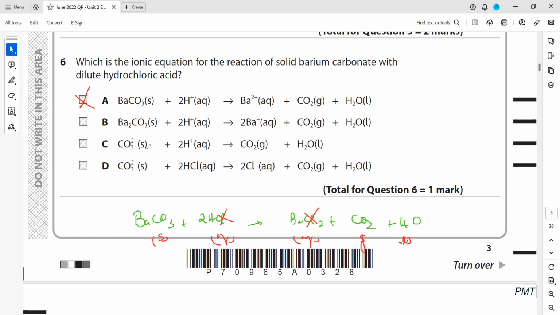Why did I not dissociate the carbonate into ions? Because they mentioned it's solid barium carbonate and most carbonates are insoluble. So it will remain solid. It won't dissolve.